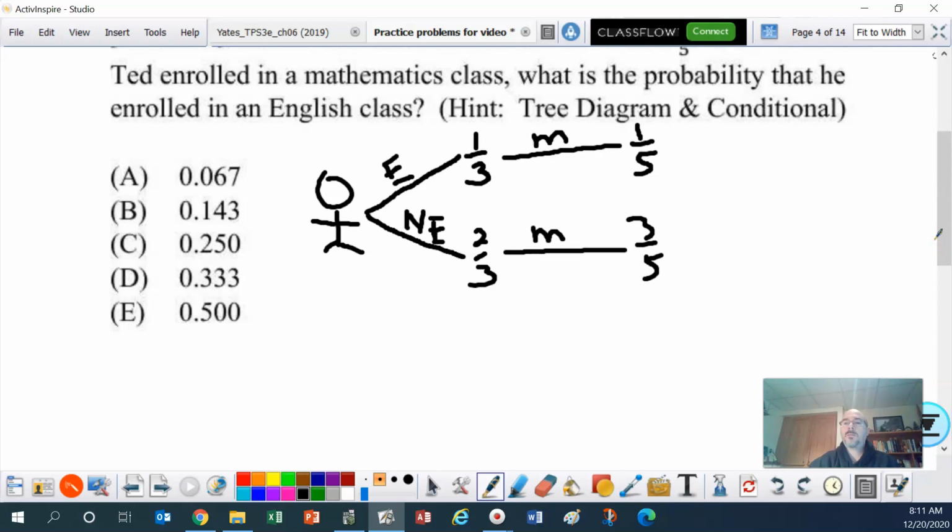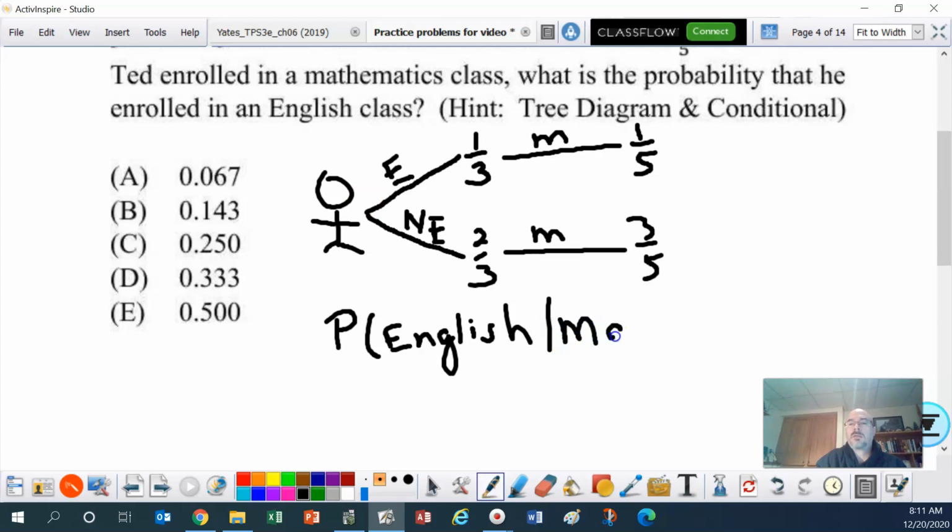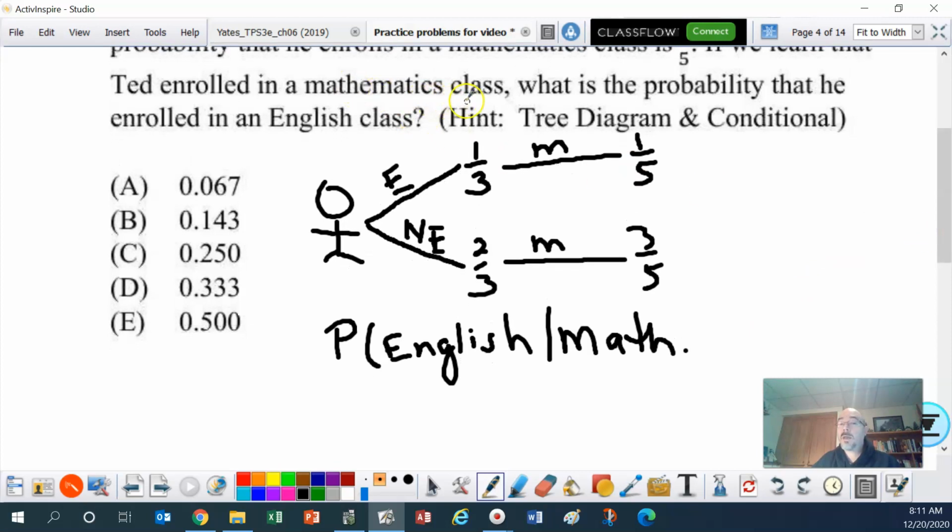The conditional probability is the probability that he takes an English class given a math class. Let me go back and read it again. Ted enrolled in a math class. What is the probability that he enrolled in an English class? Okay, this is a conditional probability. It's telling you he enrolled in math, and they want to know what's the chance he enrolled in an English class. So that's the conditional probability.